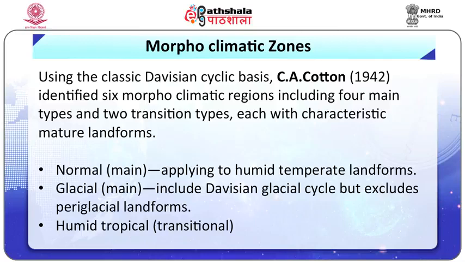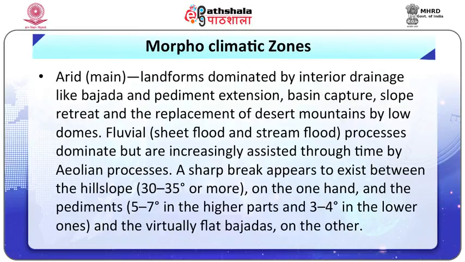Third, humid tropical. Fourth, arid, including landforms dominated by interior drainage like bahada and pediment extension, basin capture, slope retreat and the replacement of desert mountains by low dunes. Fluvial processes dominate but are increasingly assisted through time by aeolian processes.